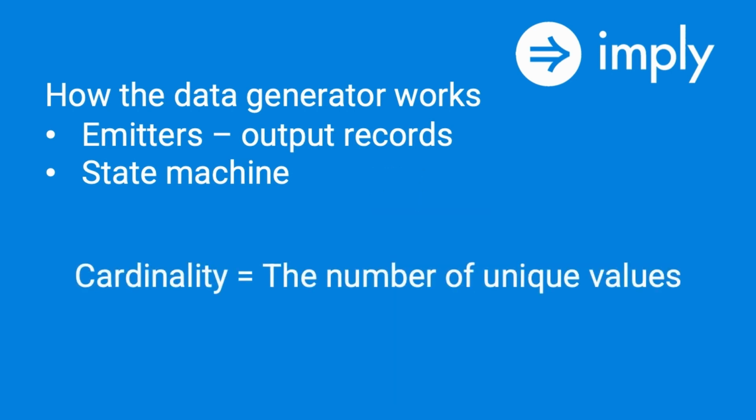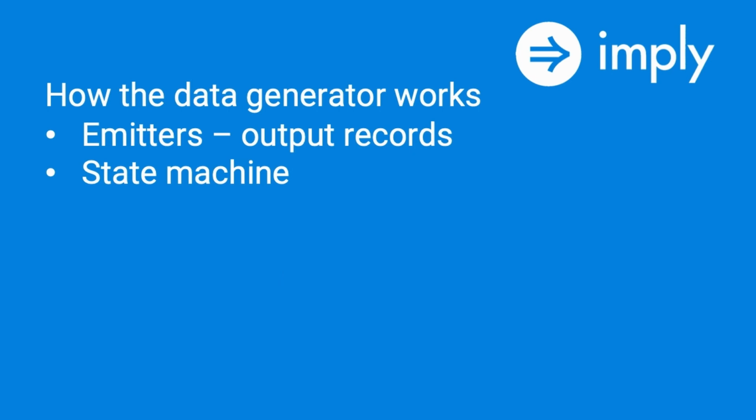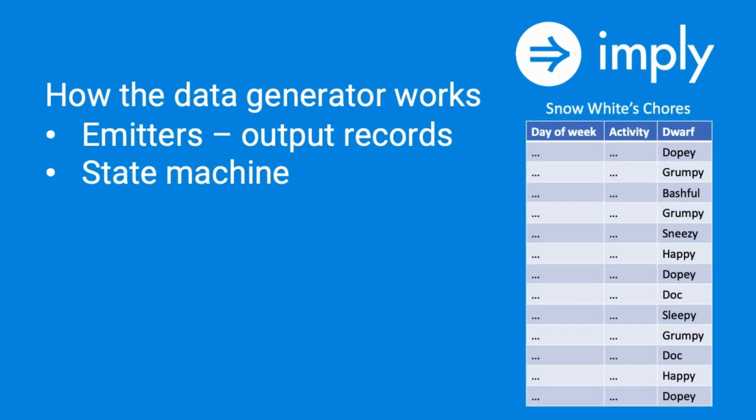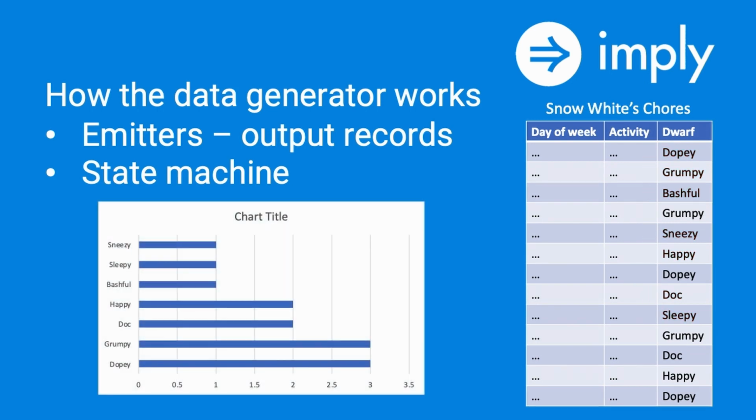When we talk about cardinality, we mean the number of distinct values that a dimension may contain. The distribution of the cardinality has to do with the relative frequency with which the various values occur. For example, imagine a dimension named dwarf that contains the names of Snow White's close friends. There are 7 different names, so the cardinality of the dwarf's dimension is 7. The distribution of the cardinality determines how often the various values show up in the records.